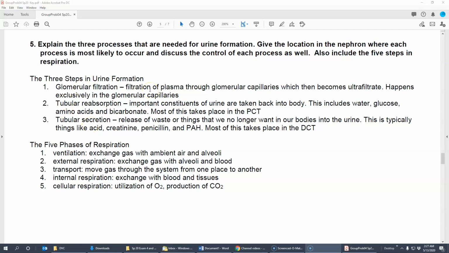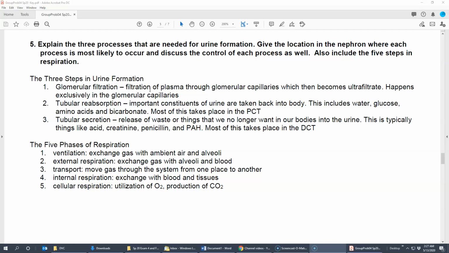Filtration is taking plasma and moving it through the glomerular capillaries and becoming ultrafiltrate. This happens exclusively in the glomerulus, which are also known as the glomerular capillaries. As a reminder, we call it ultrafiltrate because it is protein and formed element free.